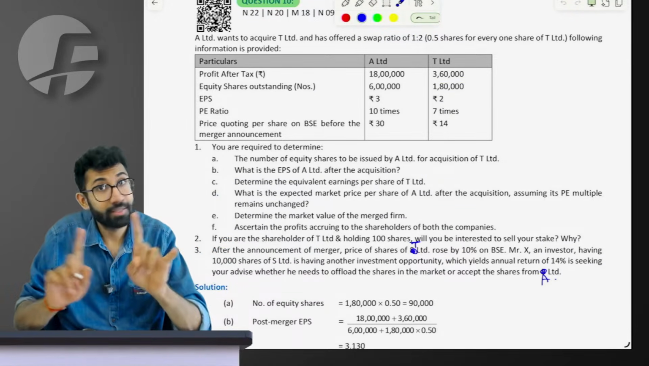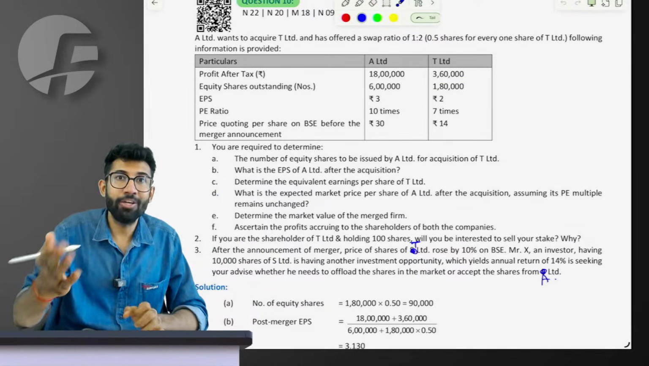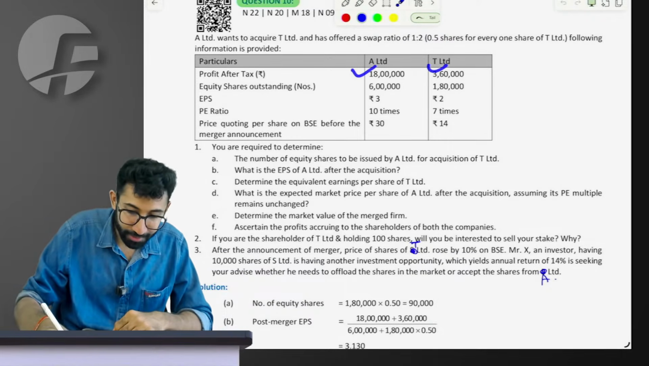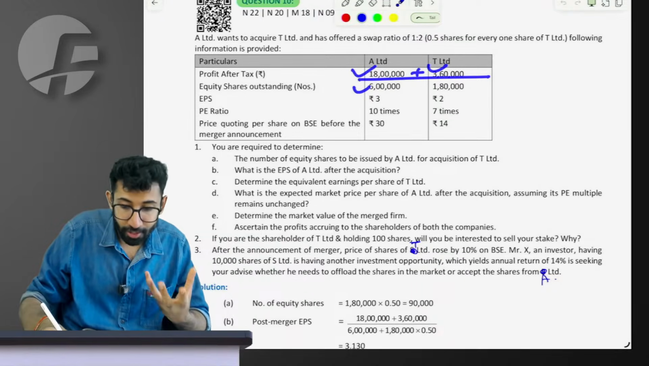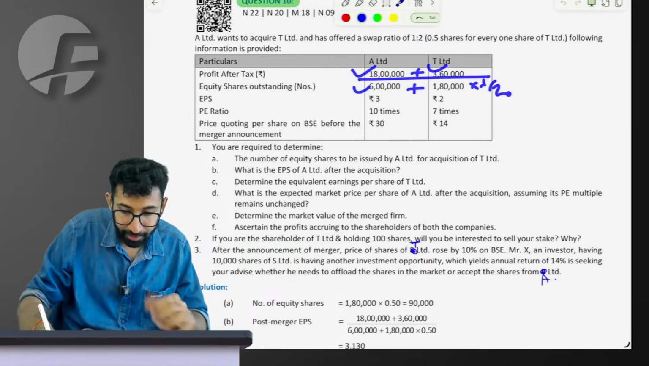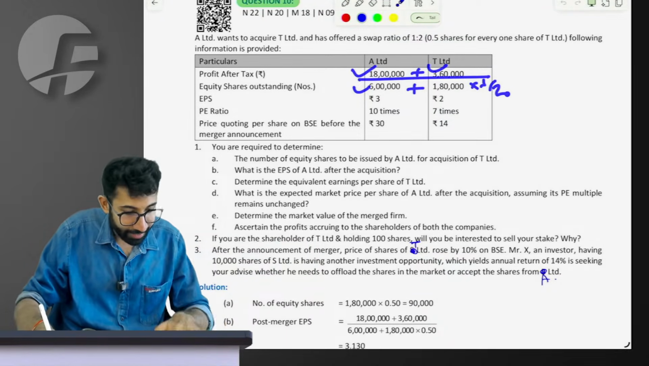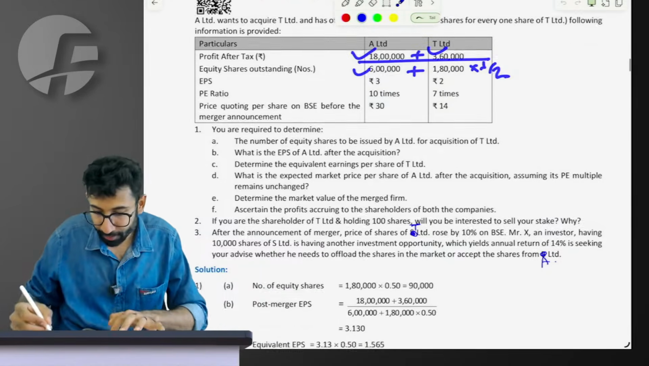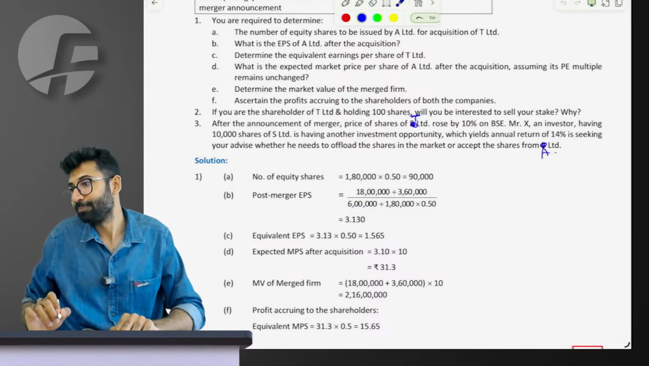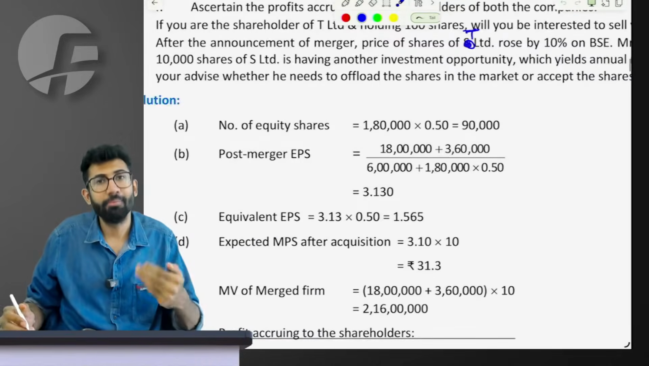What is EPS after acquisition? Post-merger EPS they are asking, not MPS, EPS. My PAT, your PAT, synergy in PAT. So 18 plus 360, synergy in PAT not given. Again, 6 lakh shares, my shares, plus against your 180 shares, I'll give you shares at the rate of 1:2. So 18 lakhs plus 3,60,000, divided by 6 lakh plus 1,80,000 into 1 divided by 2, gives me 3.13 as the post-merger EPS.